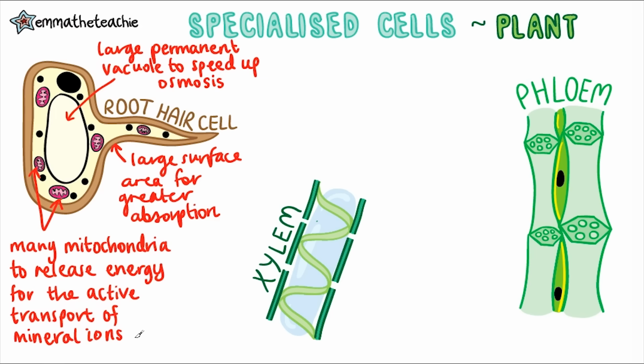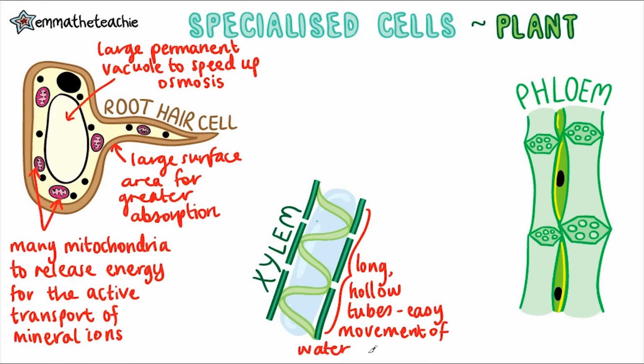Next up, we've got the xylem. These cells are responsible for the movement of water and mineral ions up from the roots through the rest of the plant. What can you see that would help them do this? Well, you can see that they form long hollow tubes, so the cell walls have been removed, which allows the easy movement of water and mineral ions through them.